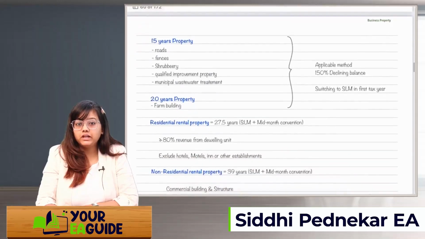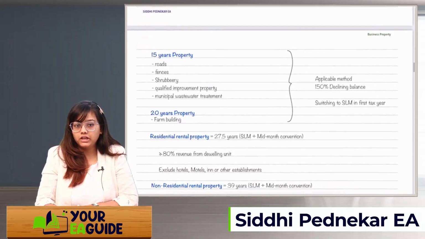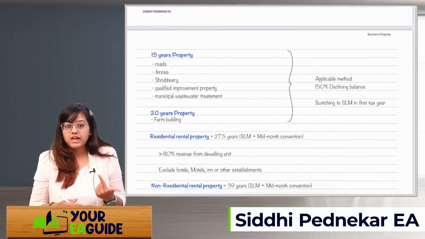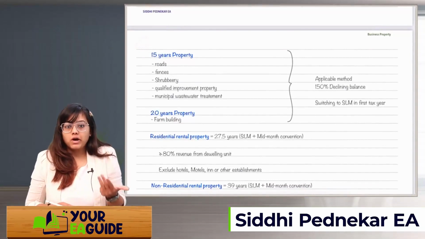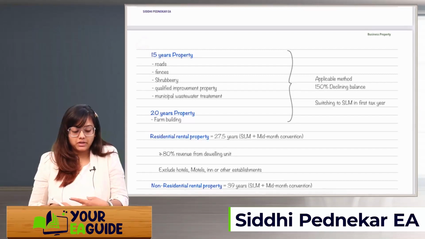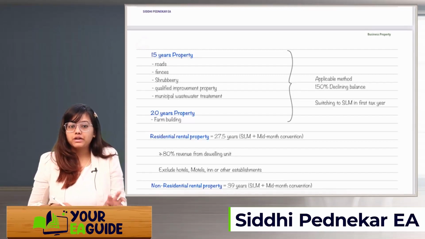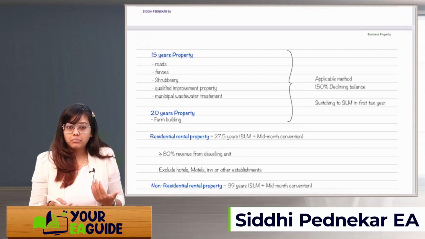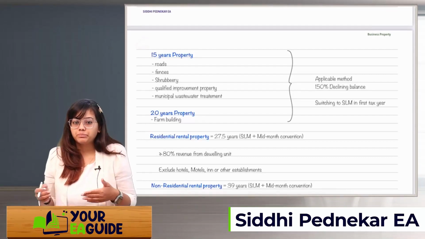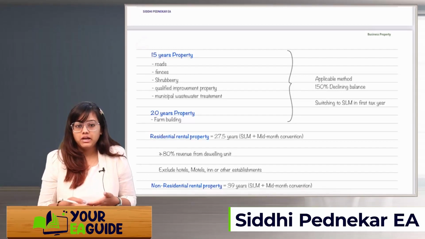Next is 15-year property. What will be considered in the 15-year? That is roads, fences, shrubberies, qualified improvement properties and municipal wastewater treatment, right? All these types of property, you will take 15 years as the life of that property and consider the depreciation. Okay, if it's a farm building, you will take 20 years.